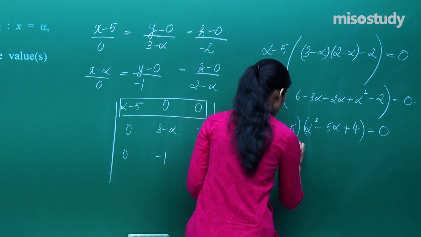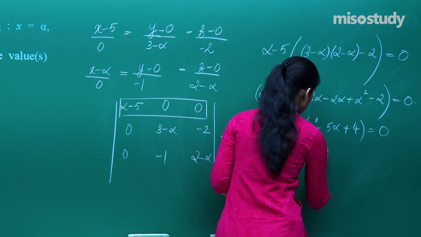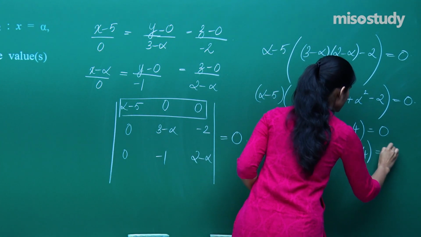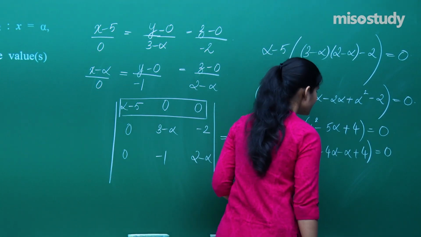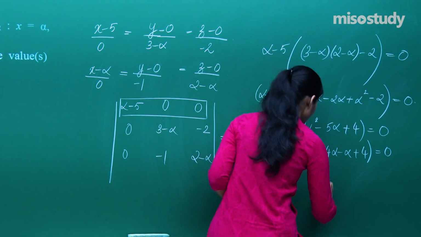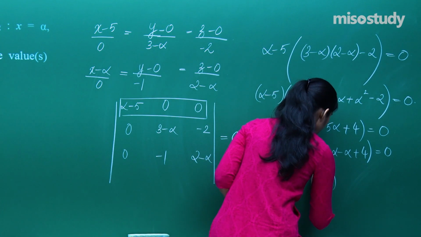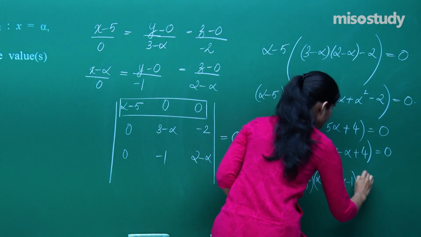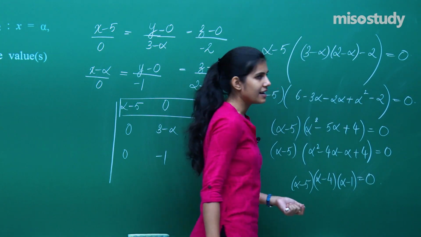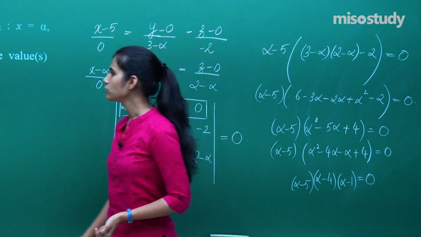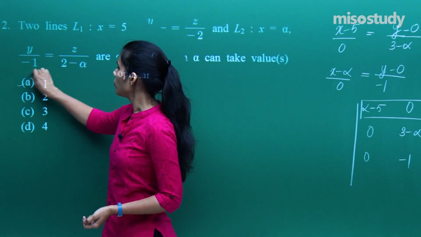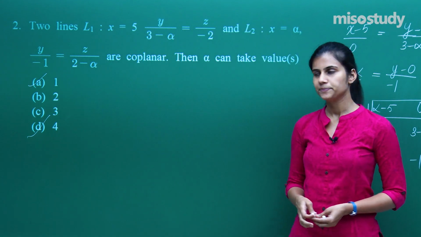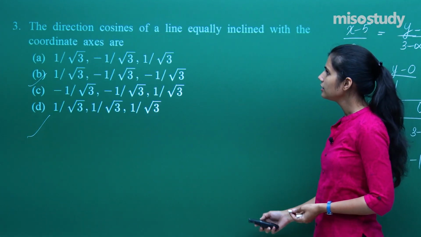What do you get? This is alpha square minus 4 alpha minus alpha plus 4 equals 0. So you get alpha, alpha minus 4 minus 1, alpha minus 4. So alpha minus 4, alpha minus 1, alpha minus 5. So alpha can take values 1, 4 and 5. Out of that I just have in options 1 and 4. So these are the two correct options that alpha can take out of the available ones.